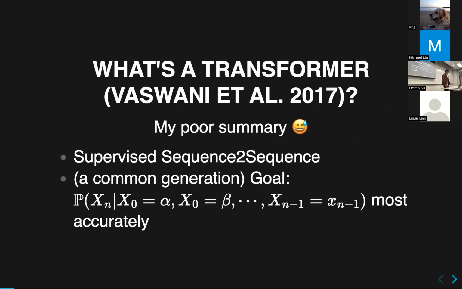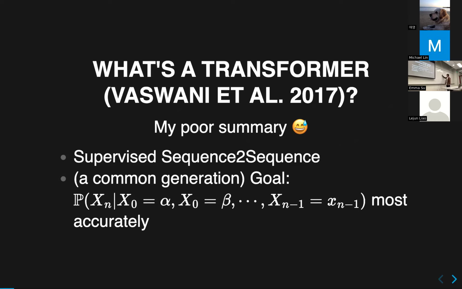Okay, so let's attempt my poor summary of a transformer. The transformer is basically a foundational architecture we use in the deep learning world. And in one sense, also correct me if I say anything wrong, I really appreciate it. But in one sense, given a sequence, we want to generate another sequence based on all the previous tokens. So we want to optimize, so we want this probability to be as accurate as possible.